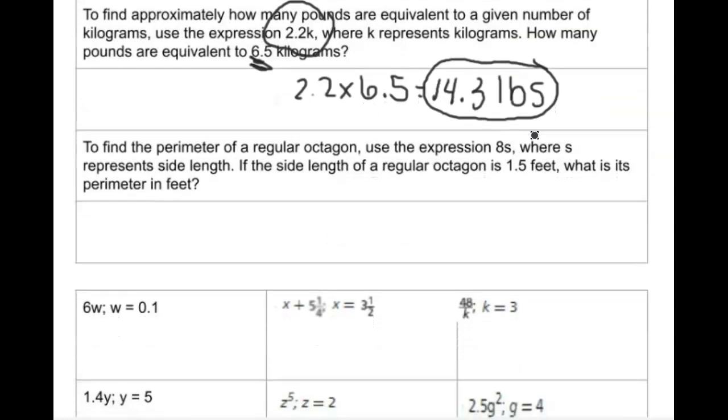Our next one is another word problem. To find the perimeter of a regular octagon, use the expression 8s. A letter and a number means multiplication. So I know I'm going to use 8s or 8 times something. Let's figure out what it is. If the side length of a regular octagon is 1.5, so we're going to label by 1.5. We're going to take 8 times 1.5, and we get 12. And since it's a word problem, let's find our label. It says, what is its perimeter in feet? So 12 feet.